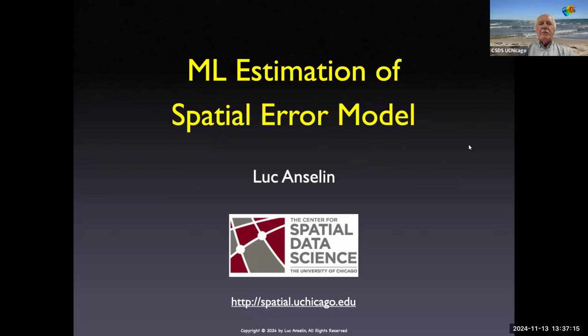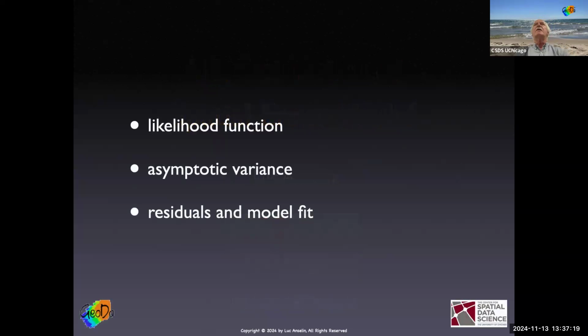The maximum likelihood estimation of the spatial error model proceeds very much along the same lines as the spatial lag model. So what I'm going to do is spell out the likelihood function, show you what the minor differences with the lag model are, then show you what the asymptotic variance matrix looks like, a major difference with the lag model, and talk a little bit about residuals and fit.